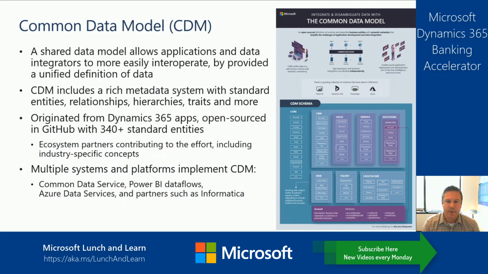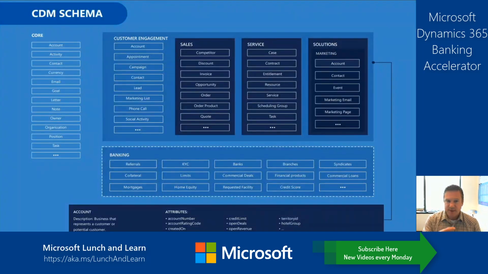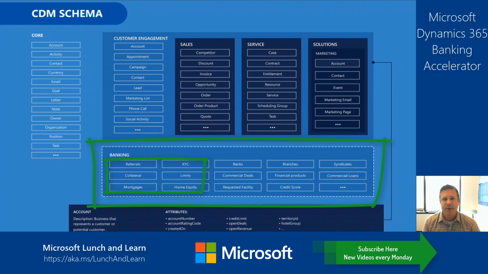So you see here that this common data model has now been extended. This is showing some of the different entities that are in the banking data model. Things around referrals, so a relationship manager or an internal or external person being able to send referrals if they had a great experience with the bank. They want to be able to let others share the same success that they've had with it. Collateral, mortgages, home equity lines, KYC, which is know your customer. For commercial banking, things around limits or syndicated loans. And then all of the different financial products around commercial loans, checking accounts, deposit accounts, credit scores, commercial deals, and in the commercial lending space, what type of requested facilities they have. So what type of facilities and limits the commercial loan might have.